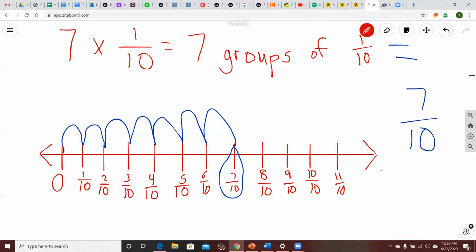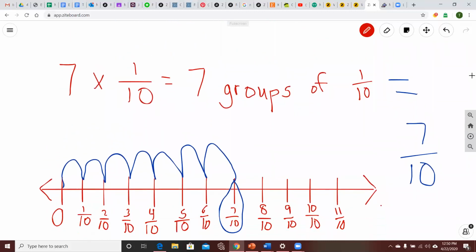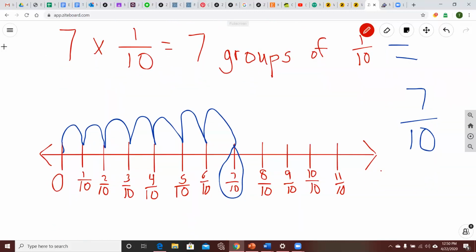All right, here is 7 times 1/10. Okay, so I went on and drew my number line ahead of time. And this number line, we have cut into tenths. There's your whole right here, 10 tenths. So if I'm looking at how I cut my number line, this is where your one whole was. So from here to here, that's where you've got your 10 equal groups. Well, 7 times 1/10 means 7 groups of 1/10 or 7 jumps of 1/10.